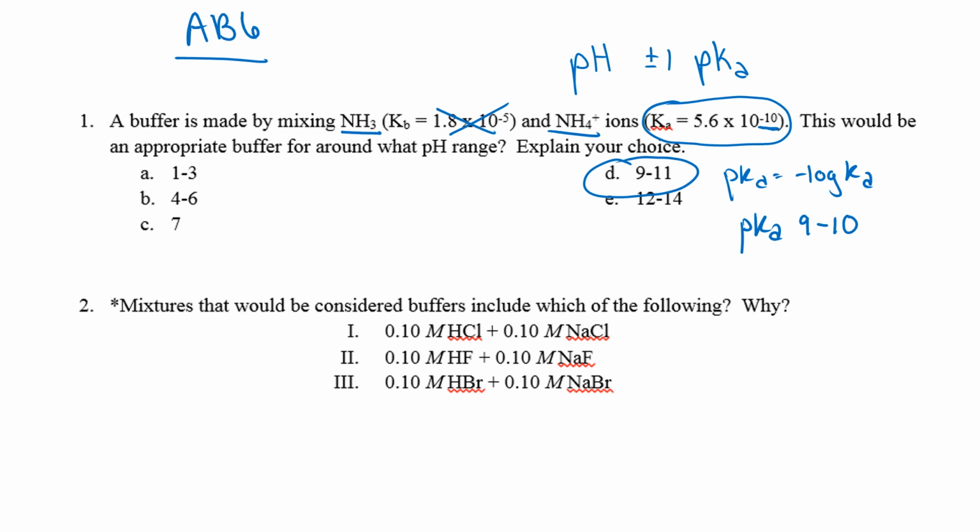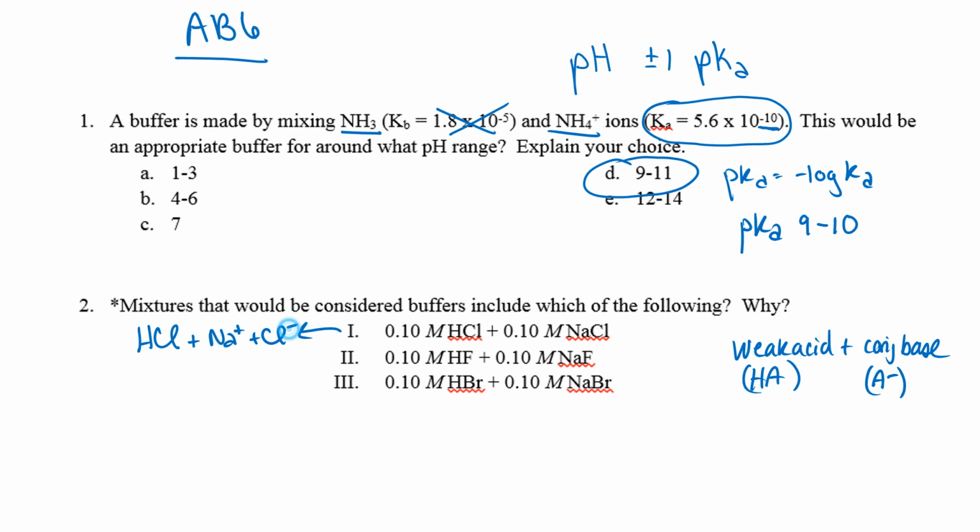All right, number 2. Which of these would be considered buffers? So for buffers, you need a weak acid and you need the conjugate base. A general format would be weak acid looks like this, conjugate base looks like this. So take a look at these solutions. HCl looks like an acid, that looks promising. And you've got sodium chloride, which is going to dissociate into ions. So you might be tempted to say, hey, this looks like a conjugate acid-base pair. And you'd be right, it is an acid and its conjugate base, but this is not a weak acid, this is a strong acid. And the conjugate of a strong acid is neutral. So this would not be a good choice there.